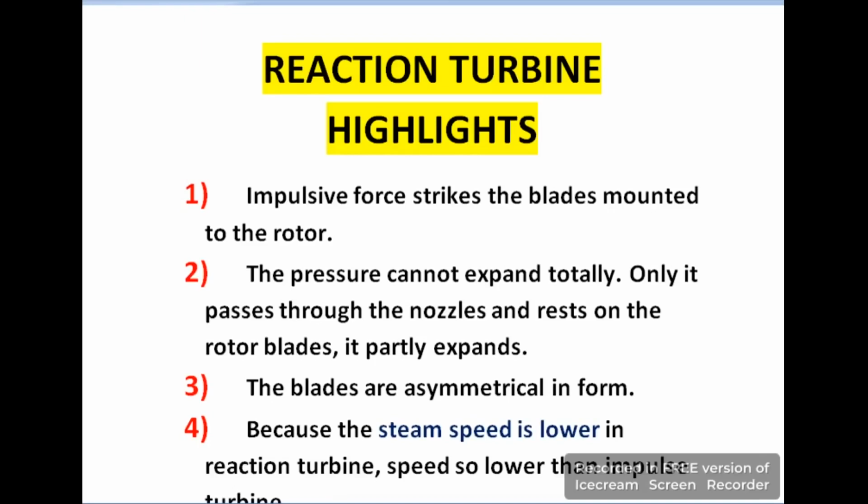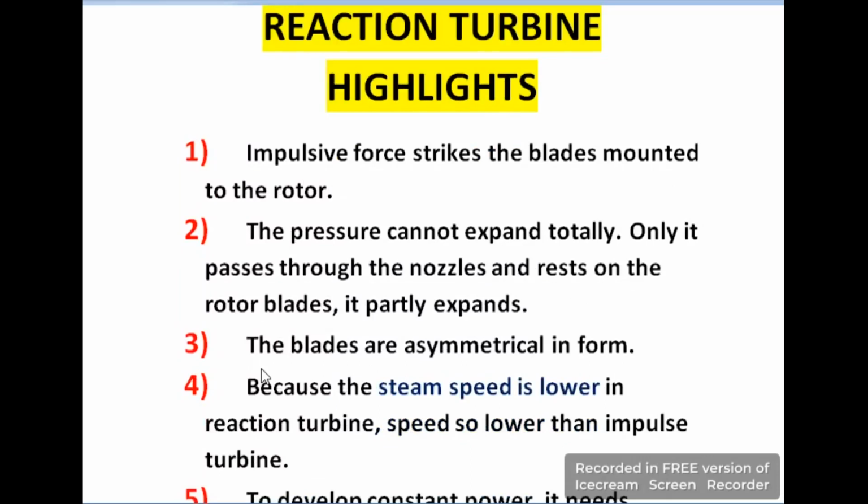Important reaction turbine highlights. According to first point, impulsive forces strike the blades. You know well that steam strikes on the blades, and these blades are mounted on the rotor. In the next step, the pressure cannot expand totally like in impulse steam turbines. Here in this case, pressure cannot expand totally. Only part of the steam passes through the nozzles and the rest through rotor blades, so it partially expands.